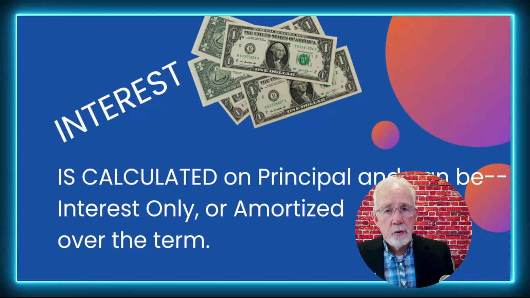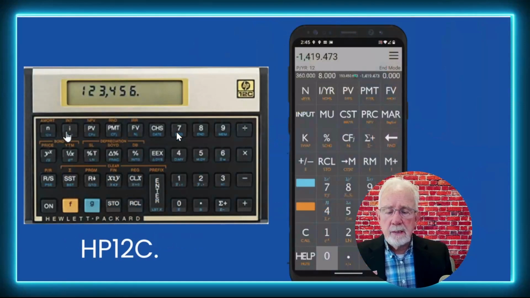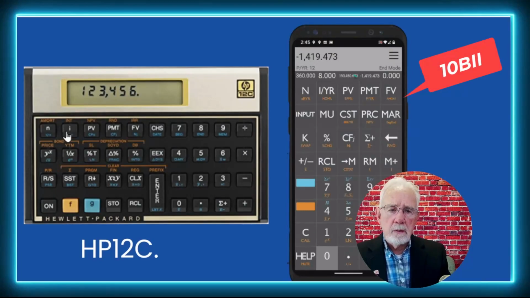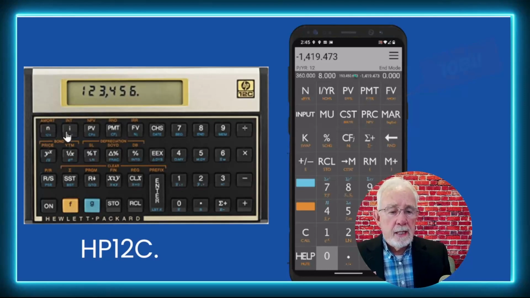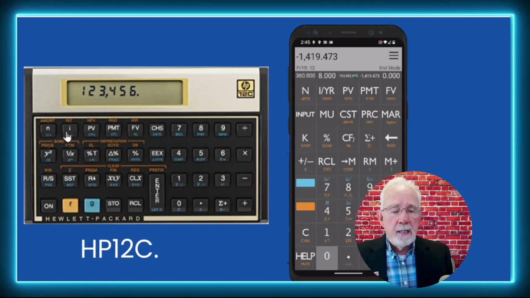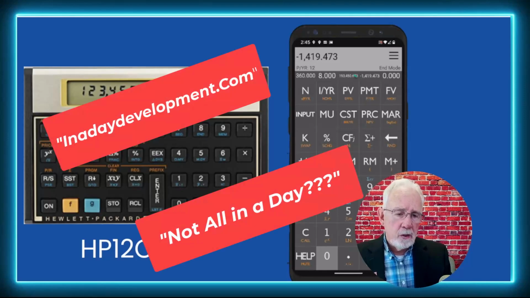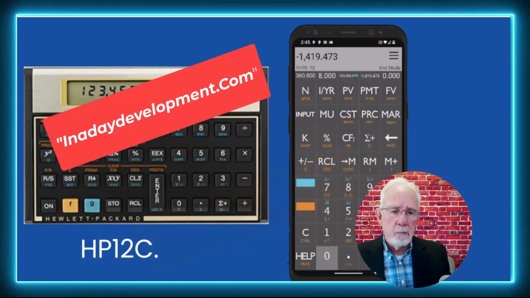And of course, that loan that you get, it could be interest only, or it could be amortized over a certain term. And probably the biggest term that you see is 30 years. You go beyond 30 years and it don't make any difference at all. Now, these are the 2 calculators I use the most. The HP12C, I used to carry it with me all the time, but I use the 10B2 as you see on the right, and that calculator is on my phone, and it's called All in a Day. All in a Day is the name of that software program, and it's really a good program to use on your phone.